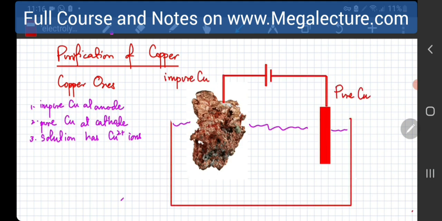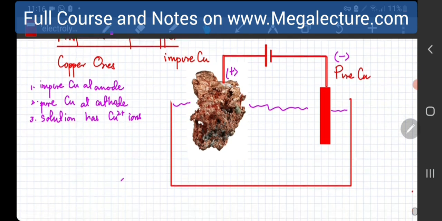So here I've drawn a diagram. Just remember that the ore that you've obtained, the impure ore that contains the copper, you're going to place it at the anode, at the positive side. That's rule number one. You have written all the rules on the left side. A thin, tiny piece of pure copper has to be at the cathode. That's your negative side. And the solution at the bottom must be containing copper ions.